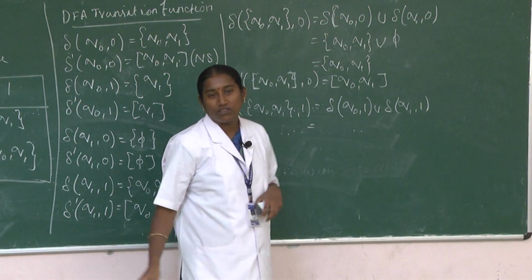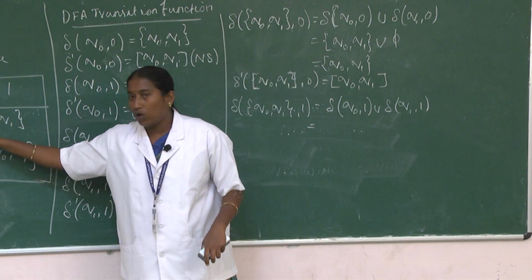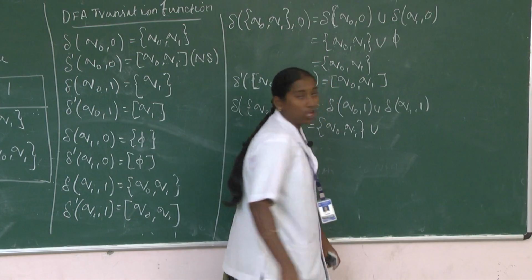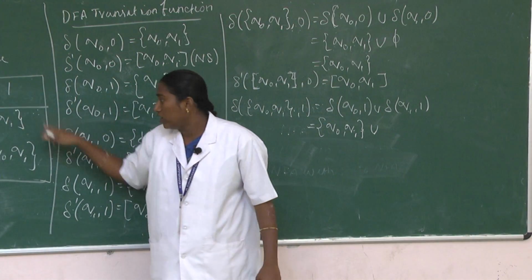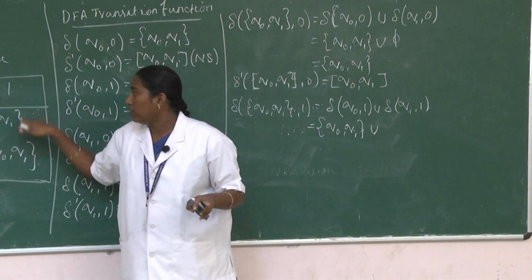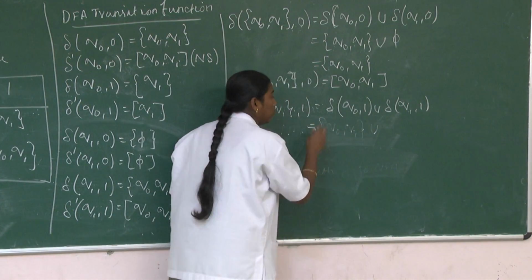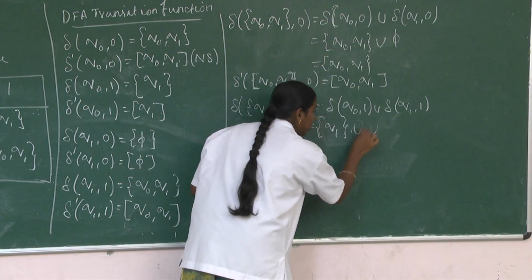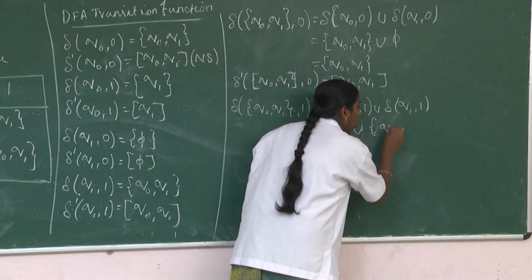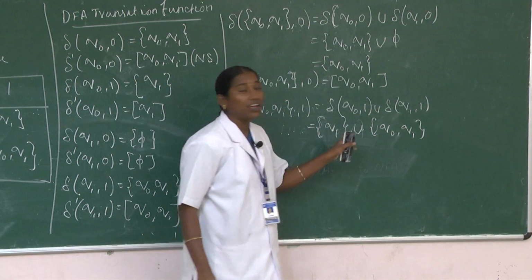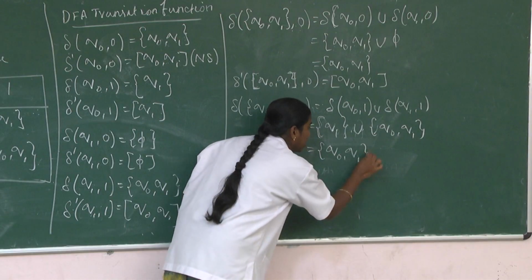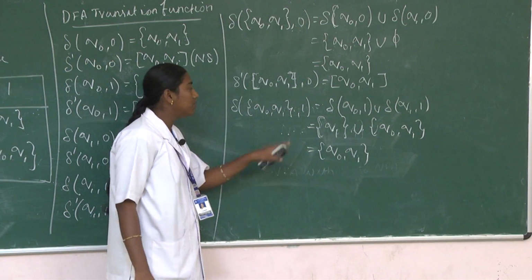So Q0 comma 0, you see the transition table, again I get Q0 comma 1 union Q1 comma 1. If I give Q1 comma 1, it goes for Q0 comma 1, it goes for Q1 union Q1 comma 1, it goes for Q0, Q1. So after taking a union on these two transition functions, I get a result as Q0 Q1. It is in NFA. Now I need to convert it into a DFA.